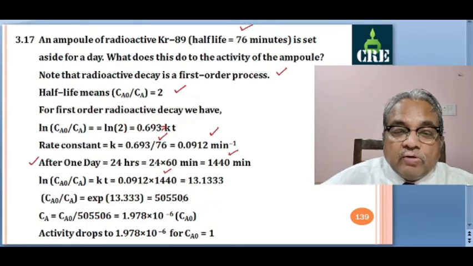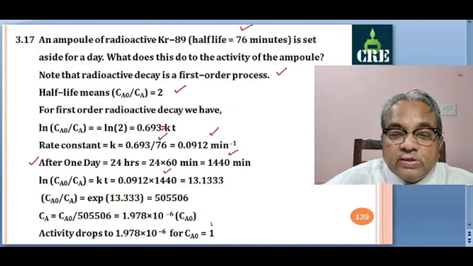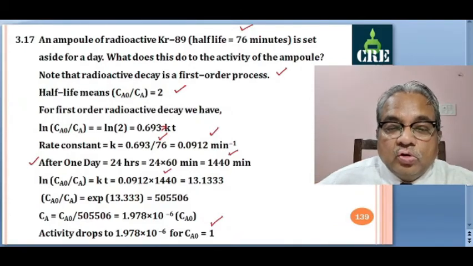5,05,506. And you can find out Ca from this: Ca0 by this value comes out to be a very low value. So 1 by this is 1.978 into 10 raised to minus 6 into Ca0. So if you consider Ca0 equal to 1, the activity drops to 1.978 into 10 raised to minus 6, or roughly you can say 2 into 10 raised to minus 6.